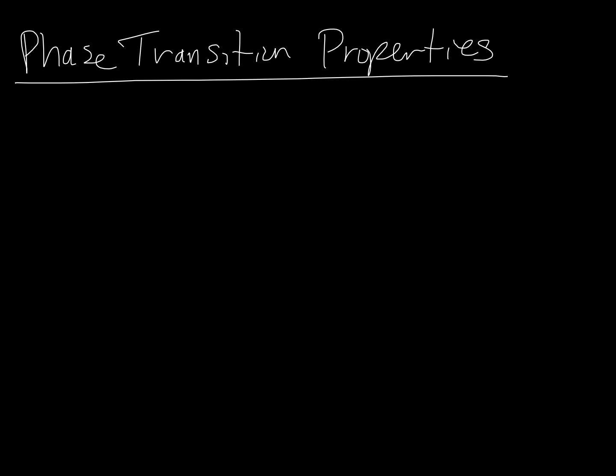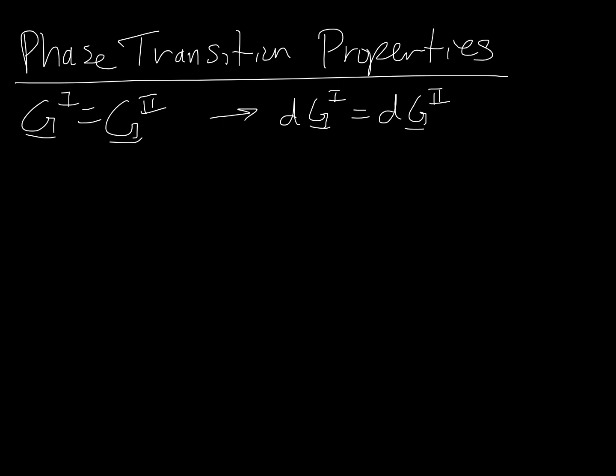So we're going to start off with our chemical equilibrium criteria, that the Gibbs free energy of phase 1 has to be equal to the Gibbs free energy of phase 2. Likewise, any external changes to the pressure or temperature of the system will change the Gibbs free energy. If the system is to stay in equilibrium, those changes have to be balanced out.